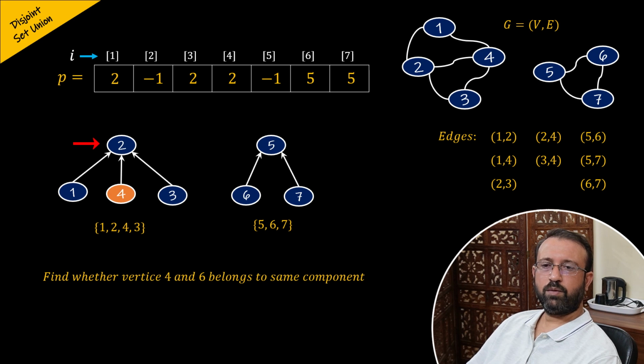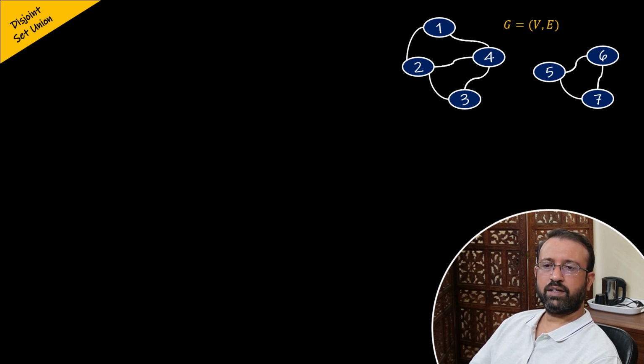Then we will perform the find operation passing vertex 6. The vertex 6 belongs to the set whose root is 5. Now since the root of vertex 4 is 2 and the root of vertex 6 is 5, therefore vertex 4 and vertex 6 belong to different connected components. So this is how we can use the union find operation to find whether the vertices belong to the same connected component. Now let us look at the algorithm.